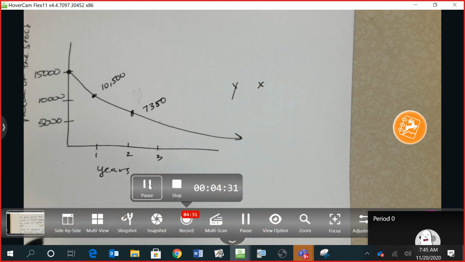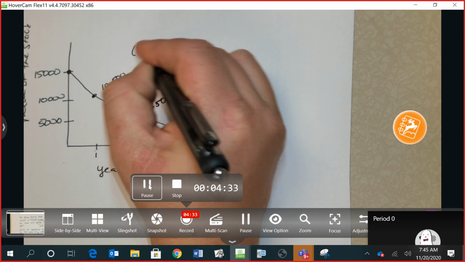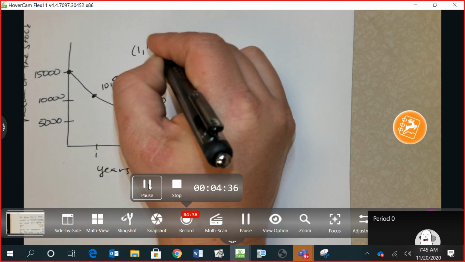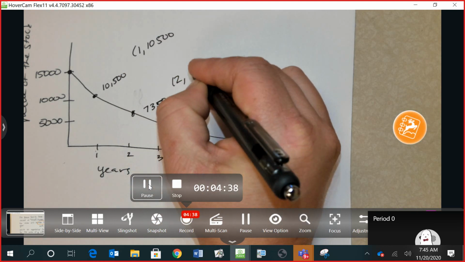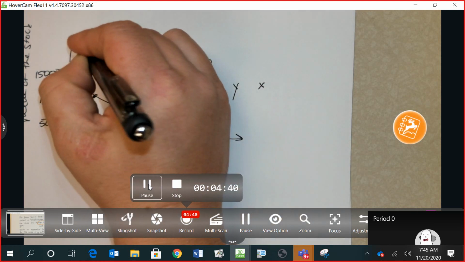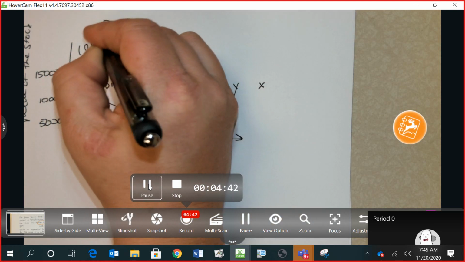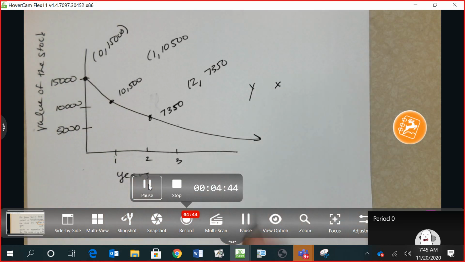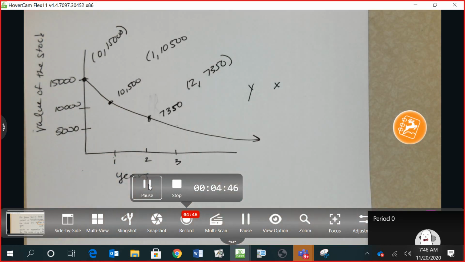Now, we could come up with ordered pairs, like I know that after year 1, it's at 10,500. After year 2, it's at 7,350, and it starts at 15,000. And we learned last week how to algebraically come up with the 2 equations and combine them in order to solve. But today, I'm going to teach you a shortcut.